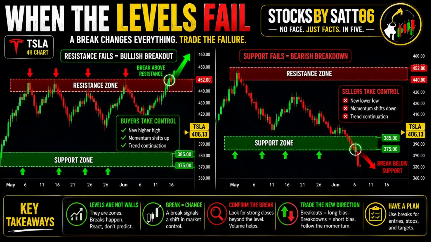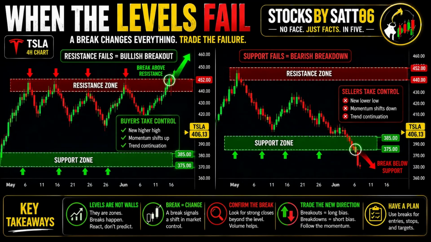But support and resistance do not work every time. Sometimes resistance fails and price breaks above the zone. Sometimes support fails and price breaks below the zone. These levels are areas where price may react, not guarantees that price must reverse. When a level breaks, something important may be changing. Buyers may be taking control above resistance, or sellers may be taking control below support.